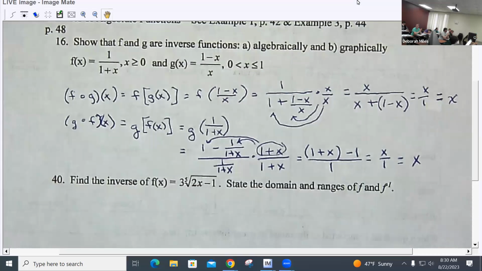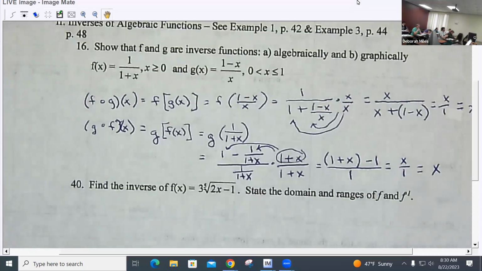And then sure enough, that does exactly what it's supposed to do.